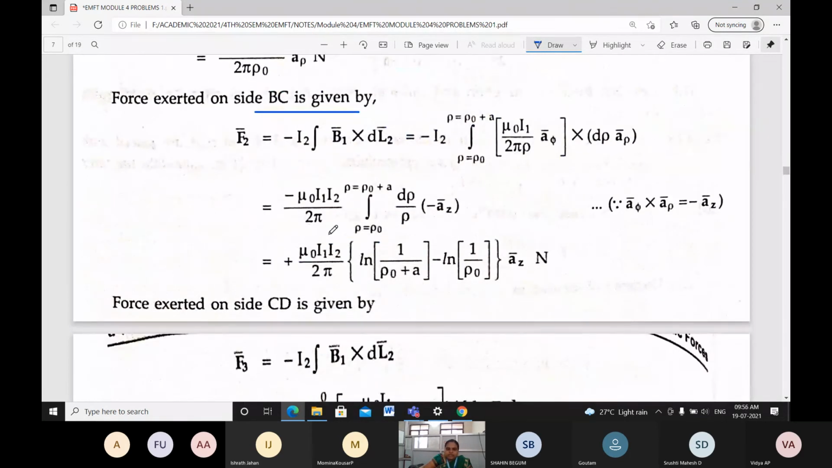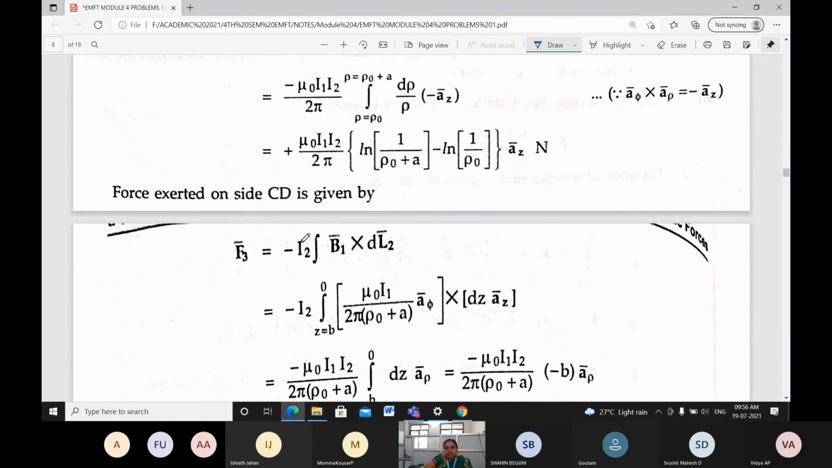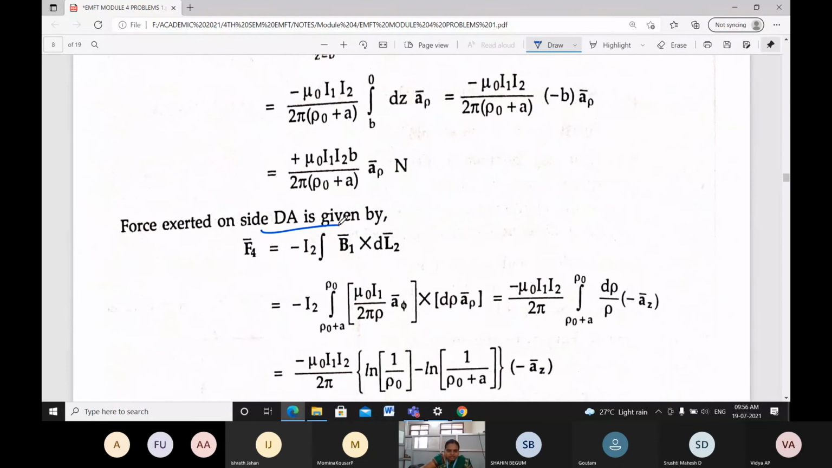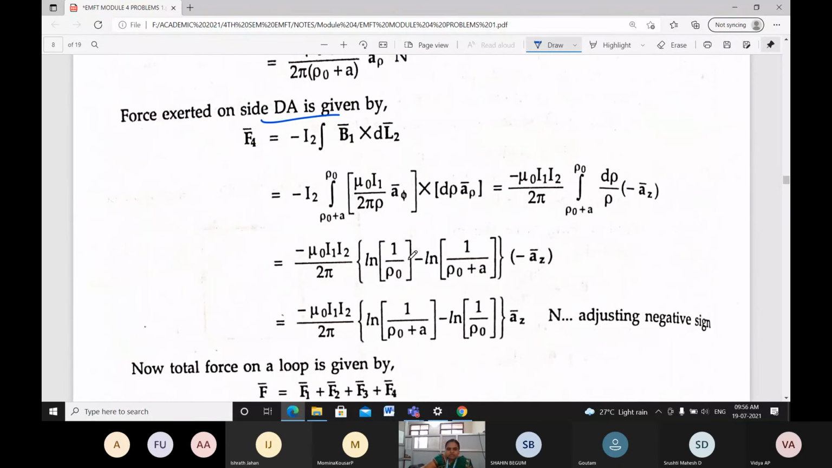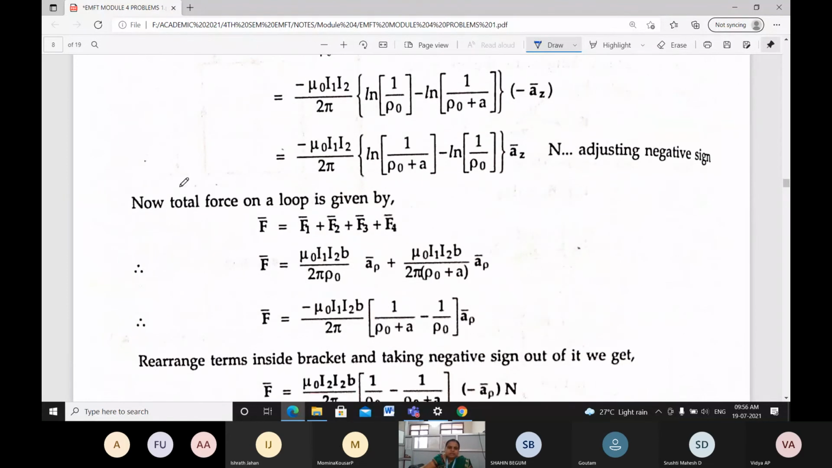Then go on solving for this, you will be getting plus mu naught I1 I2 divided by 2 pi into ln 1 by rho naught plus A minus ln 1 by rho naught into az newtons. In the same way, go with the calculation of force exerting on CD and also DA. Observe here, going on substituting, this is simple maths you can do. Then the total force is F equals F1 plus F2 plus F3 plus F4.